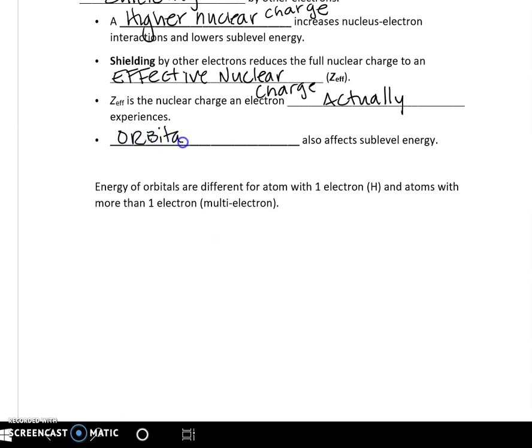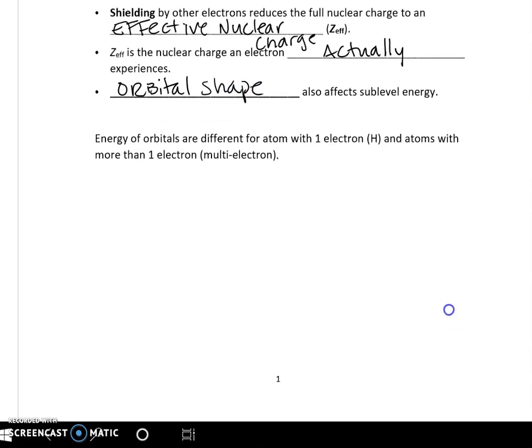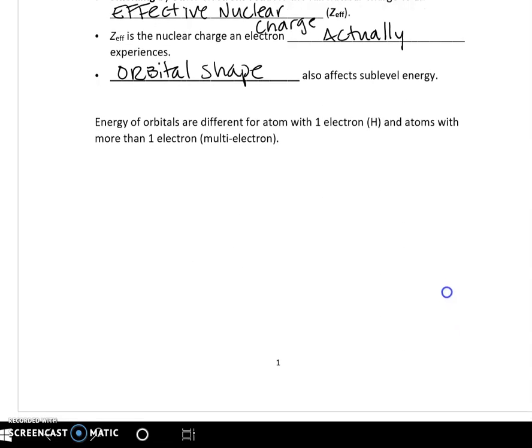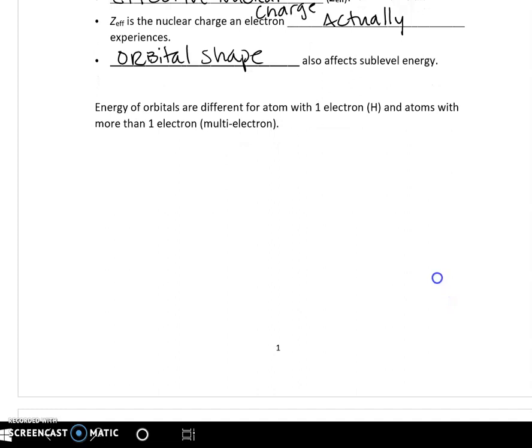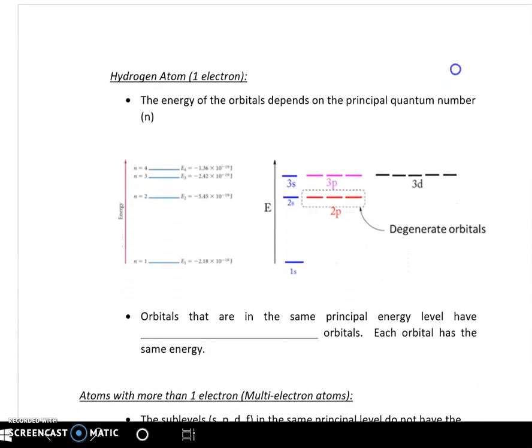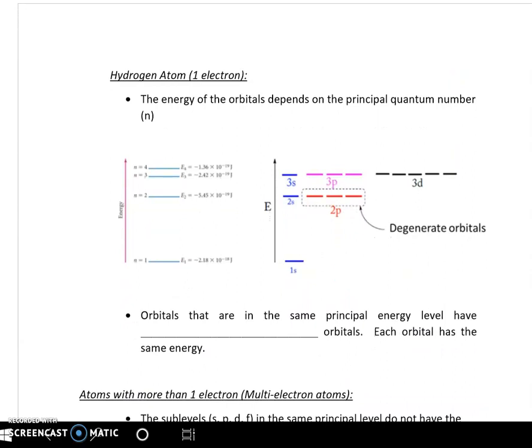So we learned about orbital shapes in the last chapter. And here our orbital shape is also going to affect that energy. Okay, so we are going to look at hydrogen again. It only has one electron, and then we're going to contrast it with atoms that have more than one electron. So we call those multi-electron systems. But our hydrogen atom, so let's go back to hydrogen. We know it has one electron.